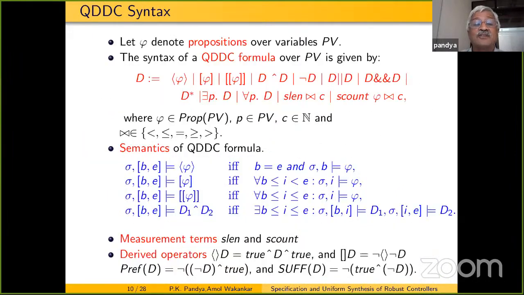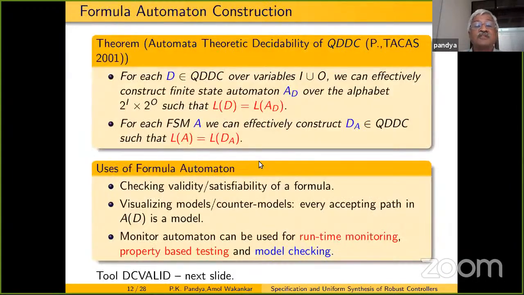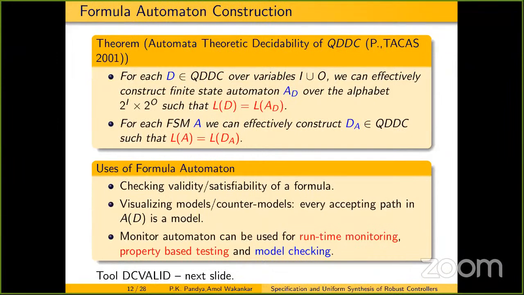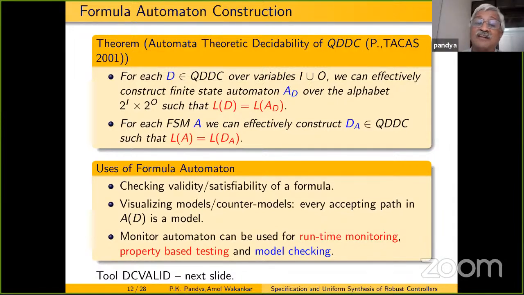So why are such automata interesting? I have these 3 lines. Given a logical formula, you can check the validity or satisfiability of the formula by constructing its automaton. You construct the finite state automaton corresponding to it and minimize it. If you get a single state automaton with only an accepting state, the original formula is valid, right? Yes. If it has at least one accepting path, it is satisfiable.